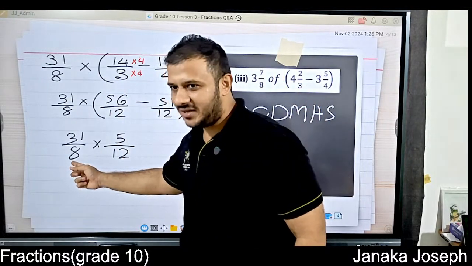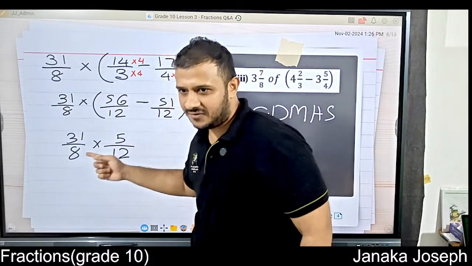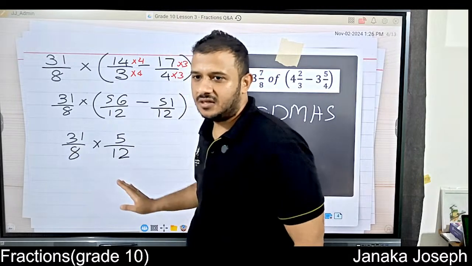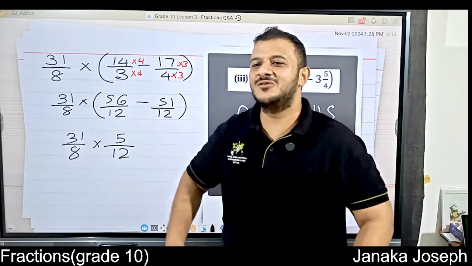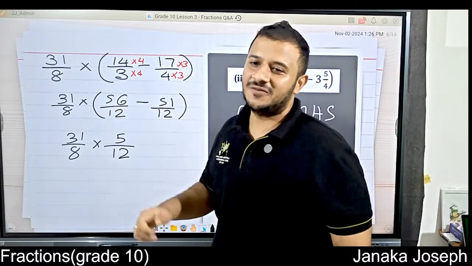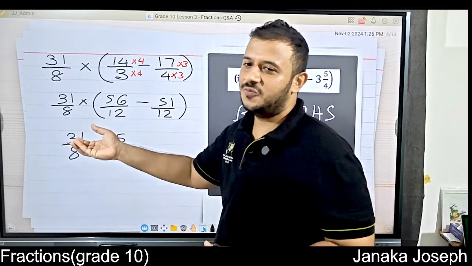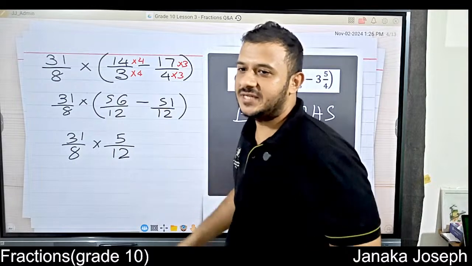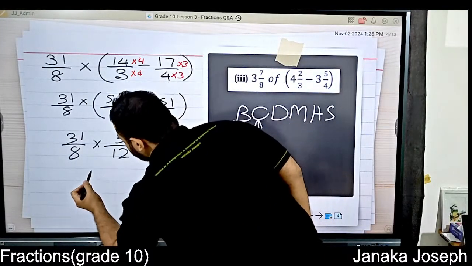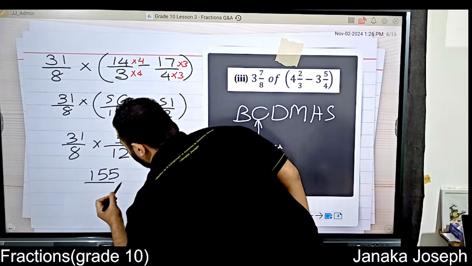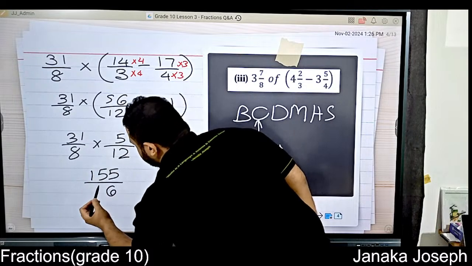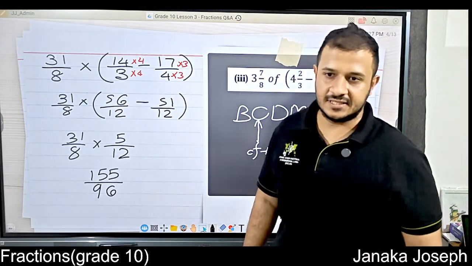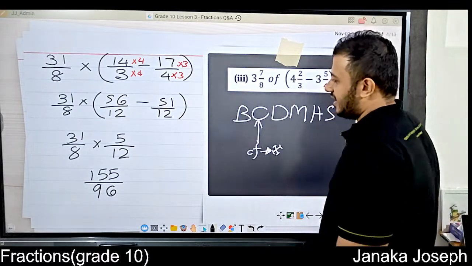That means denominator here with the numerator here. Can we simplify? No. Then right towards the left. That means these two. Can we simplify? No. Unfortunately, there's no simplification in this question. So then what we will do? We will multiply numerator with numerator and denominator with denominator. And that will give you 155 over 96.